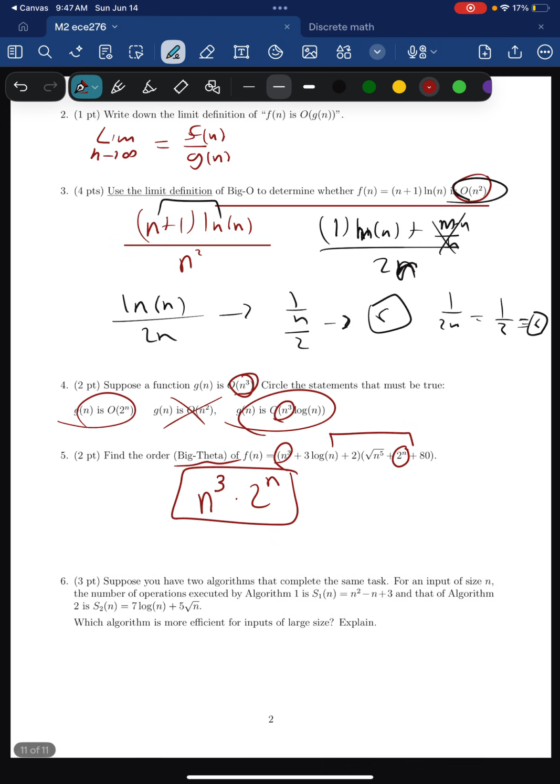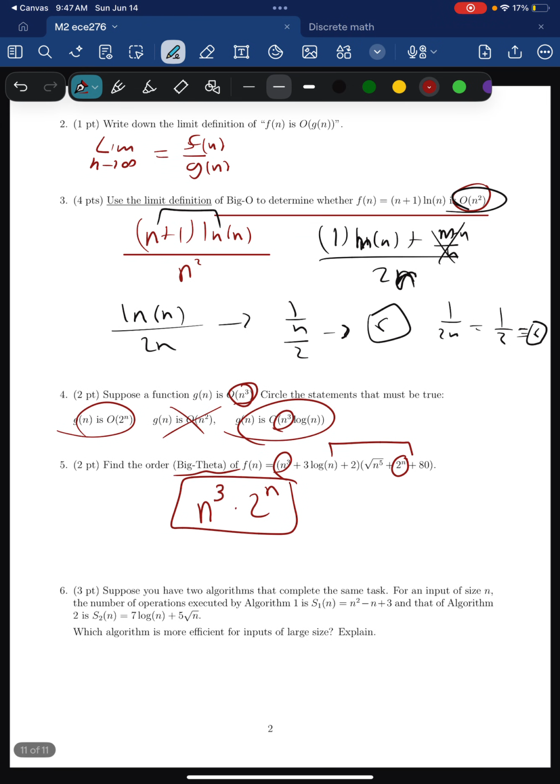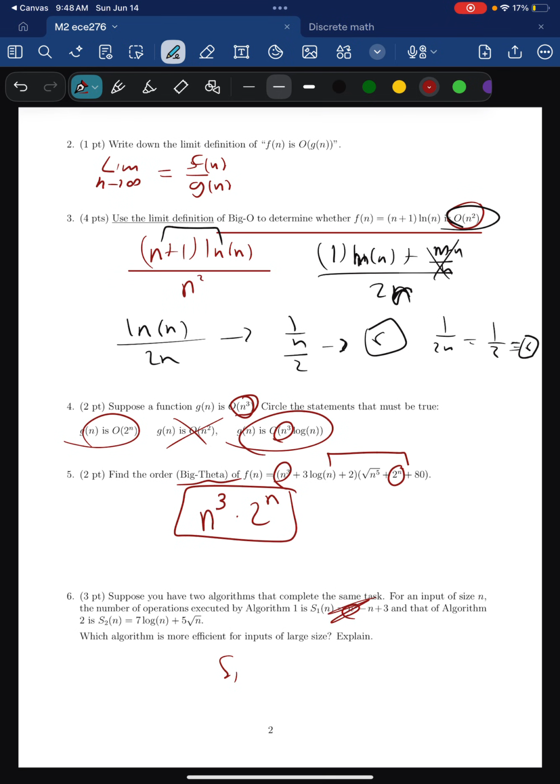If you have two algorithms for the same task, which one is better for larger sizes, right? So the one better for larger sizes is this one, S1, due to the fact that it's bigger than the other one. It's bigger than log n. So you could just say this one is better because it has a larger size and it just goes up faster. It increases faster, I mean.